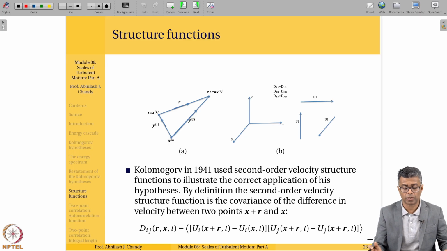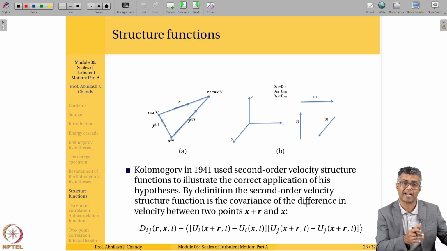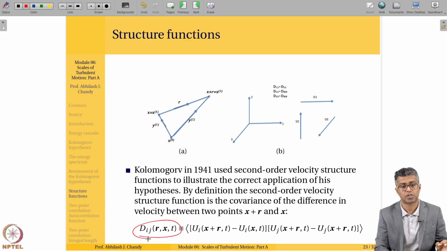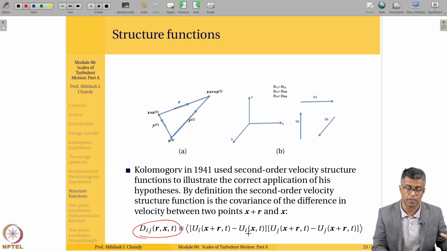By definition, the second order structure function is the covariance of the difference in velocity between 2 points x and x plus r. So that is defined like this. This is the second order structure function Dij, which will be a function of r, x and t, where r is the difference in space between the 2 points.